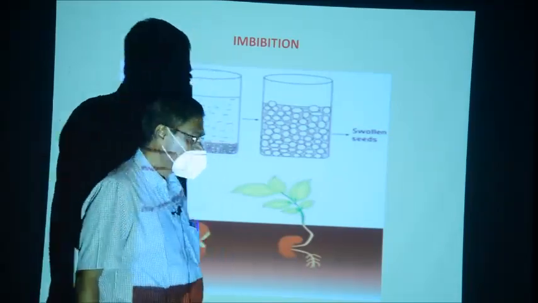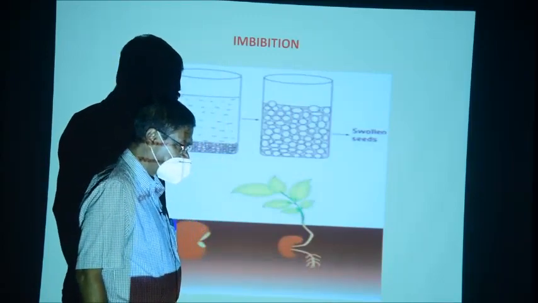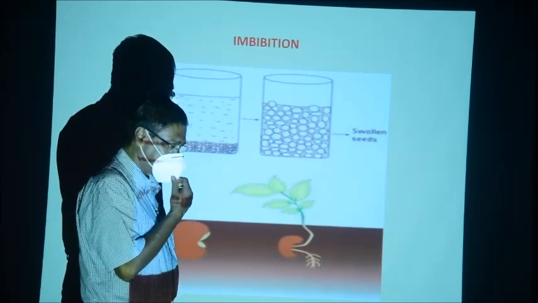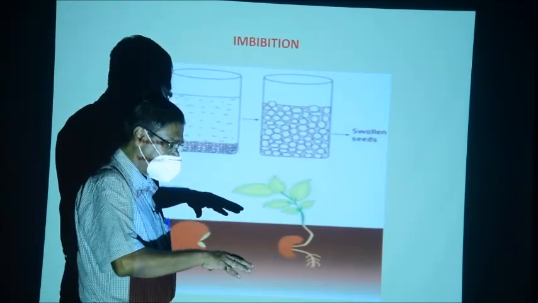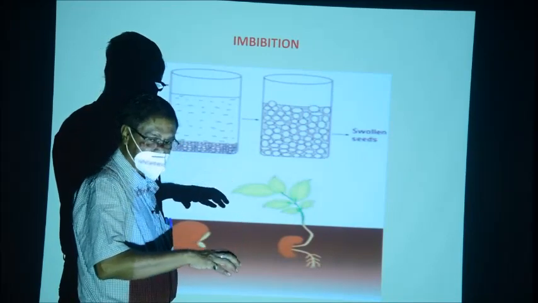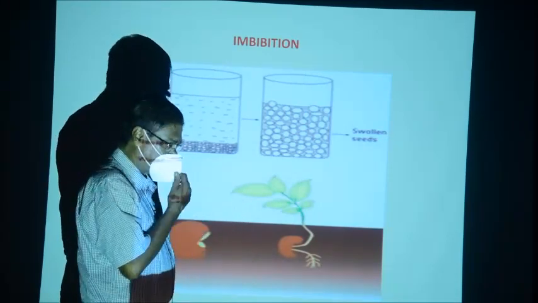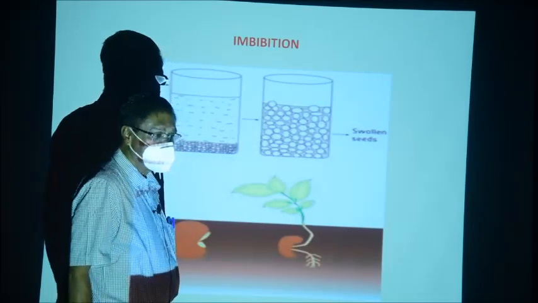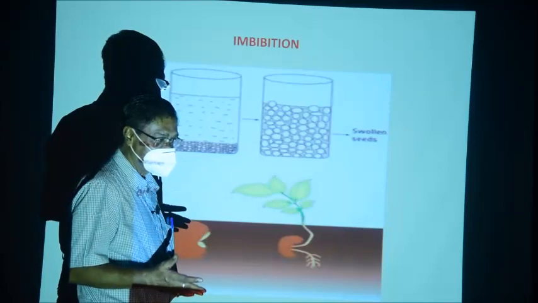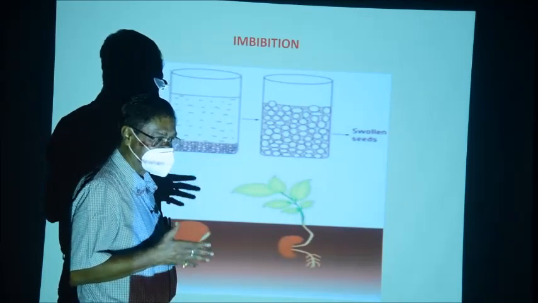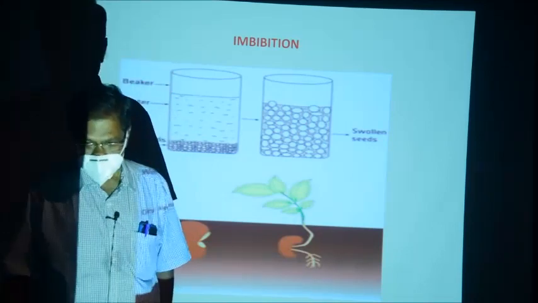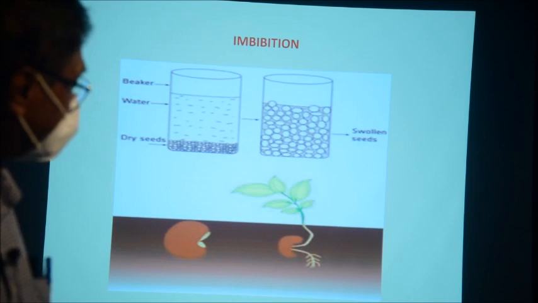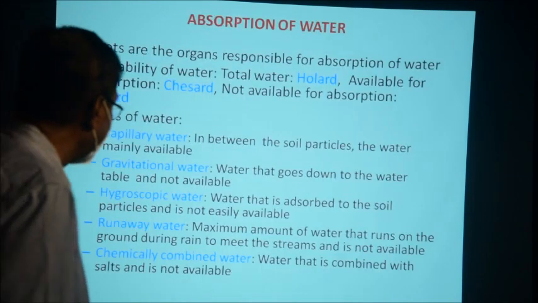Now one thing you must have observed: when you knead flour and add water, you observe heat, it feels warm. That is because imbibition causes heat generation. Imbibition causes heat generation. So that is called heat of wetting, W-E-T-T-I-N-G, heat of wetting.